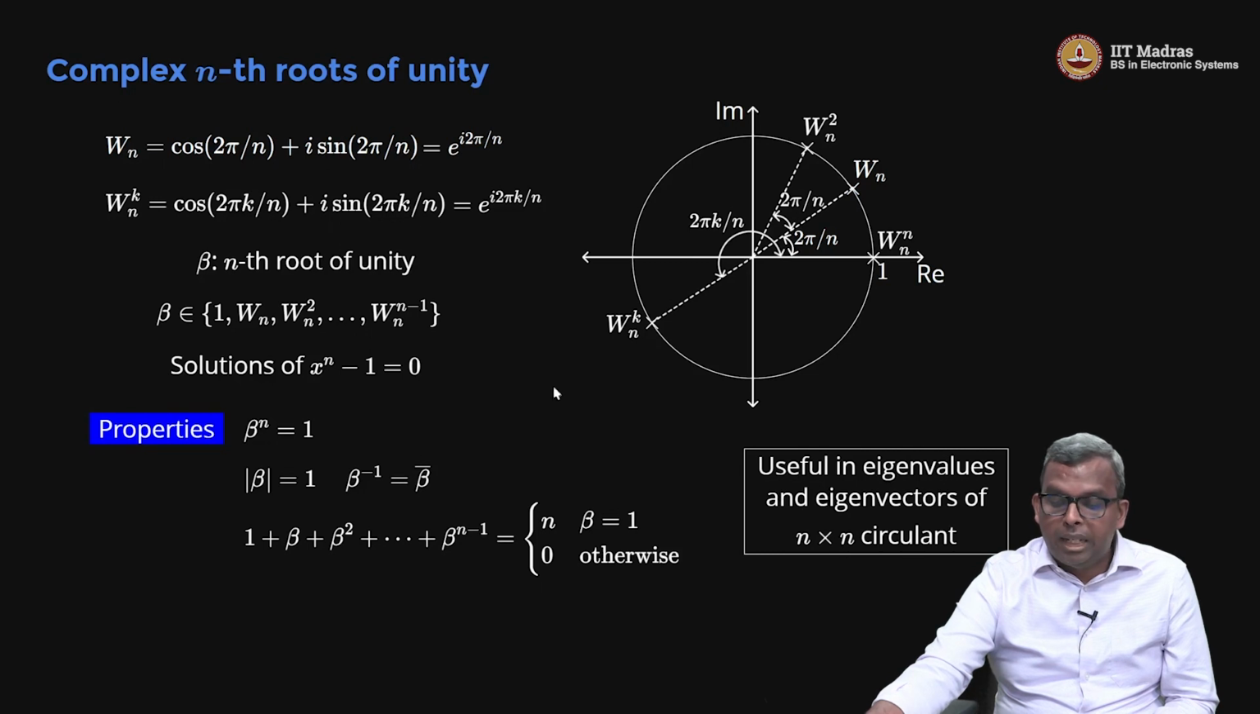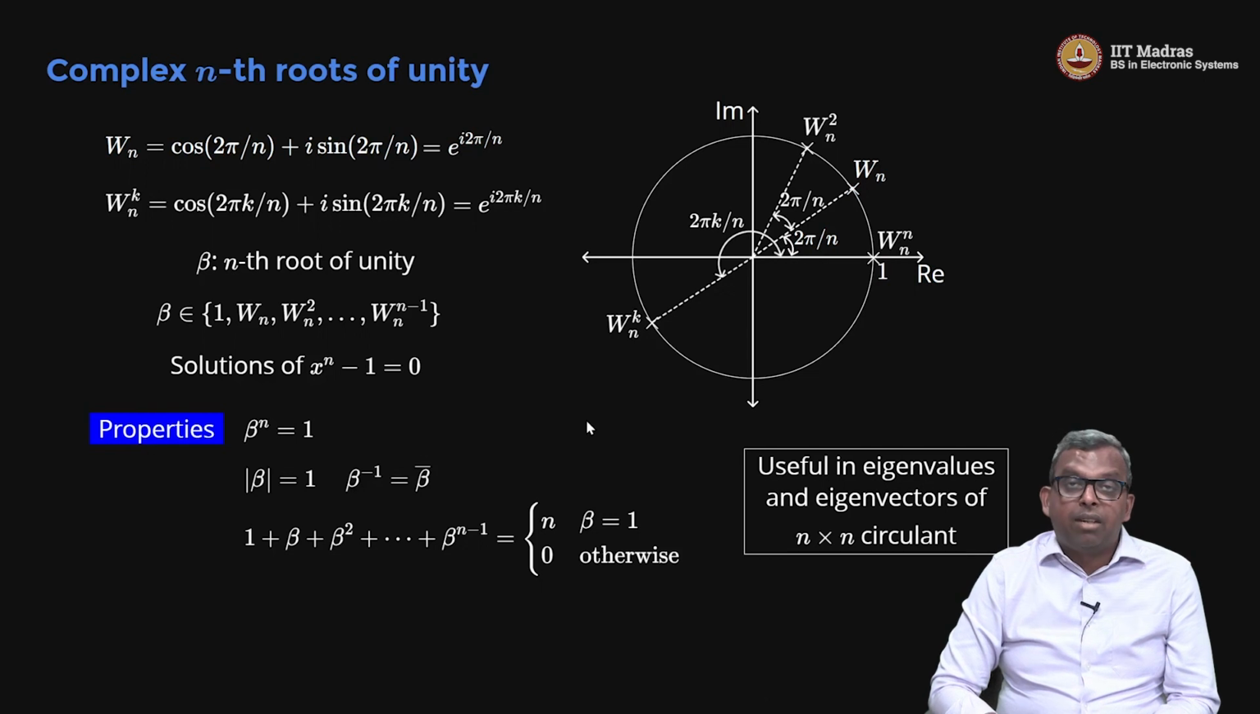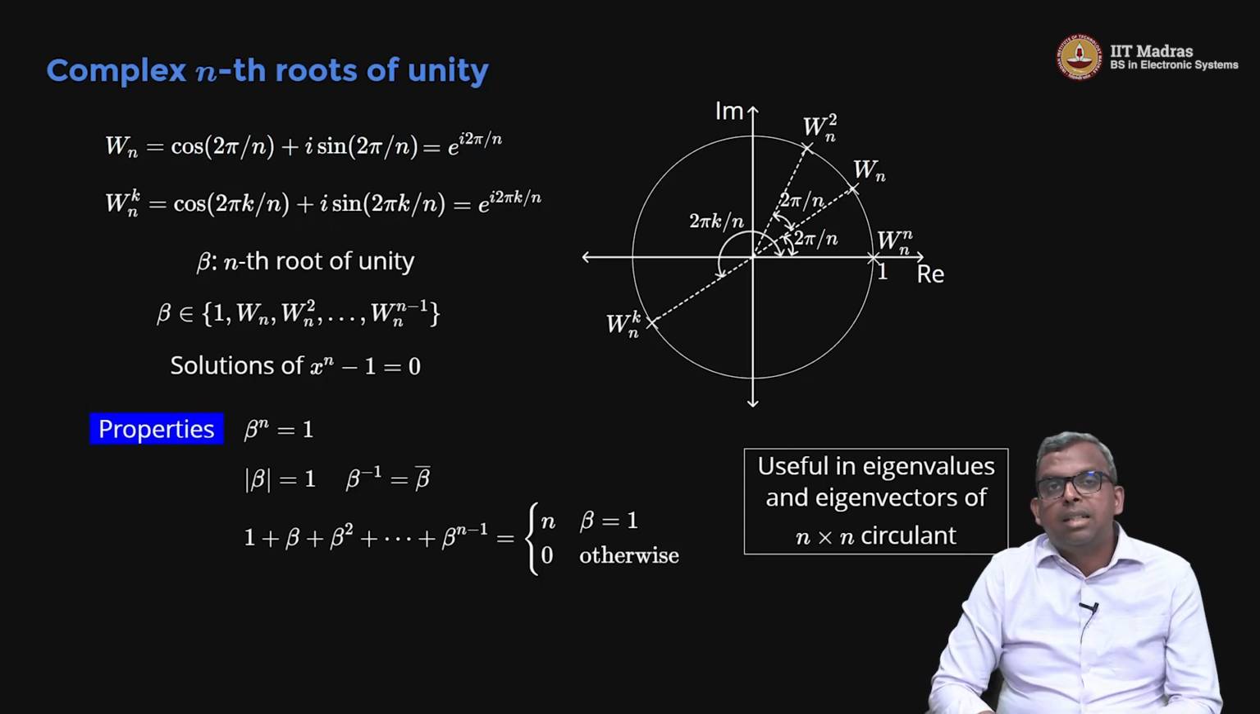This nth root of unity and all the associated ideas are useful when you deal with eigenvalues and eigenvectors of n by n circulant matrices. Okay, so with this, I'll conclude this lecture. Thank you very much.